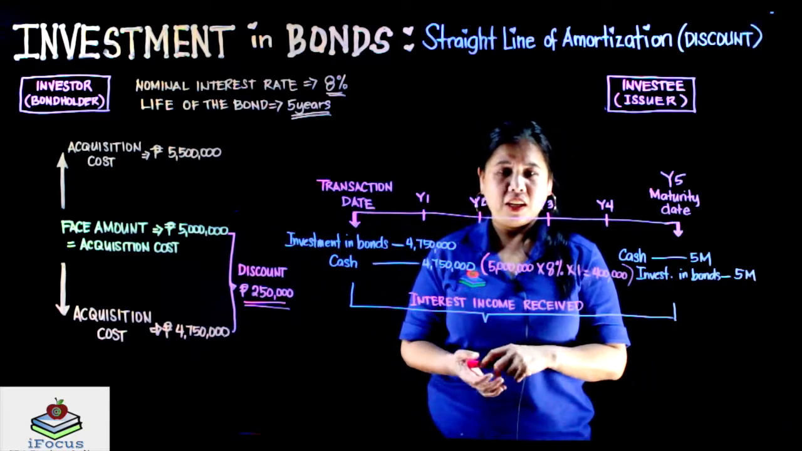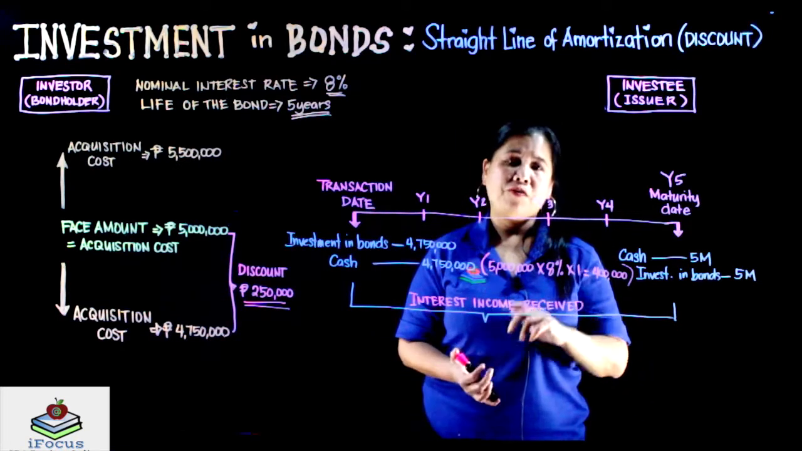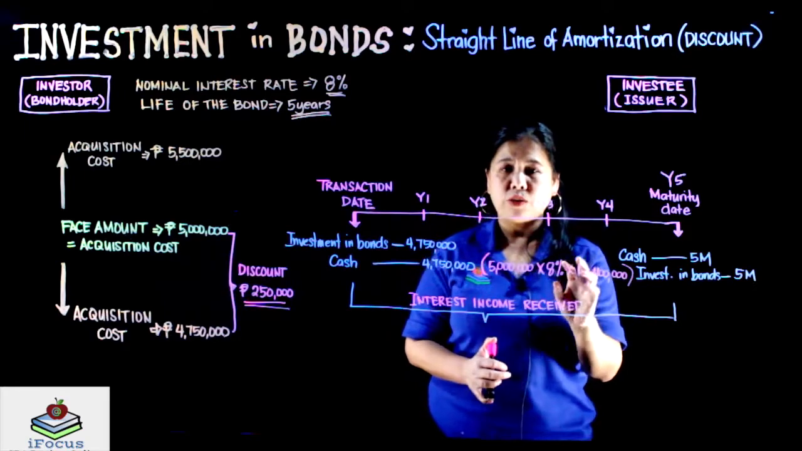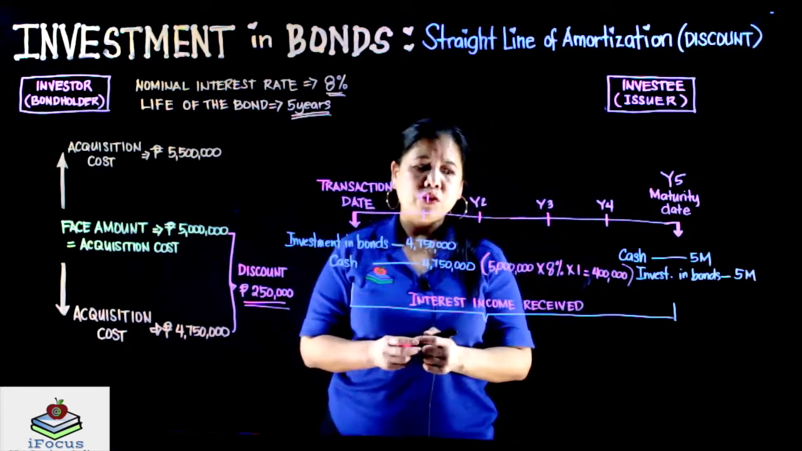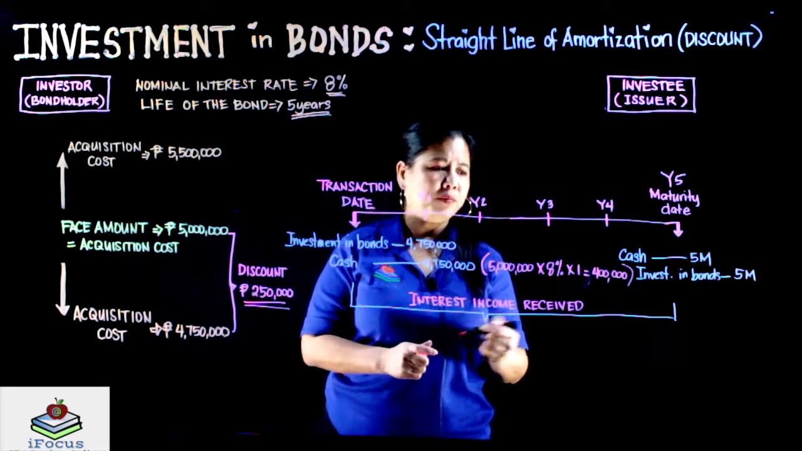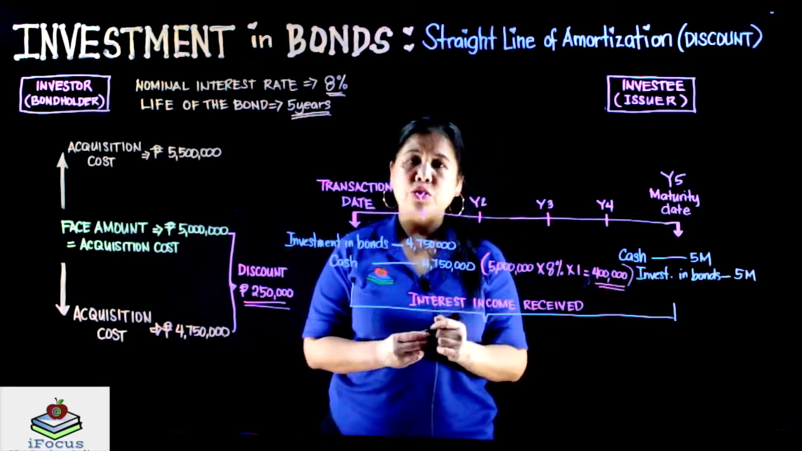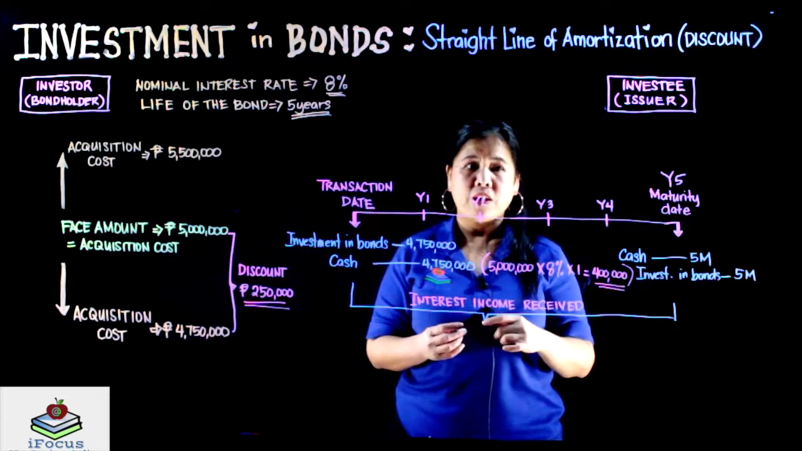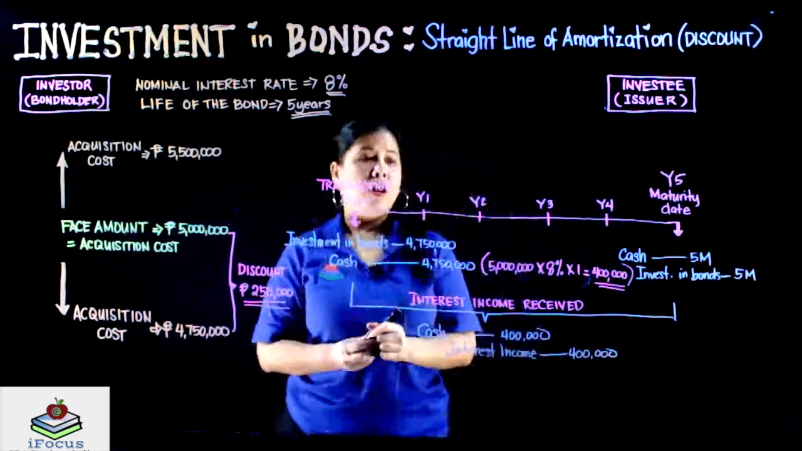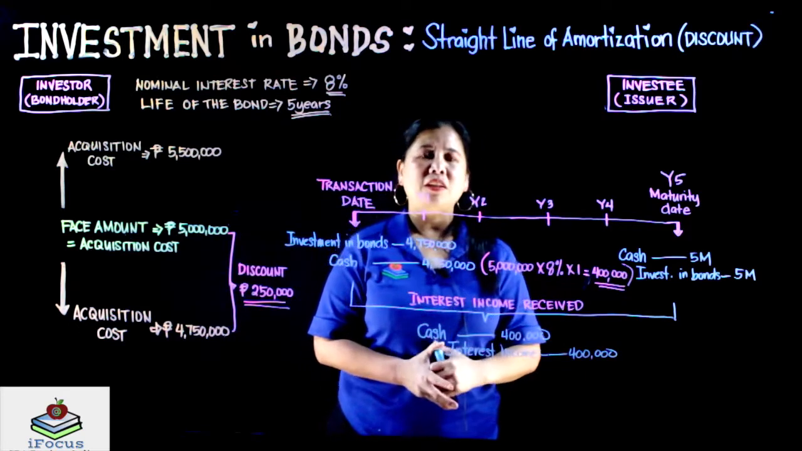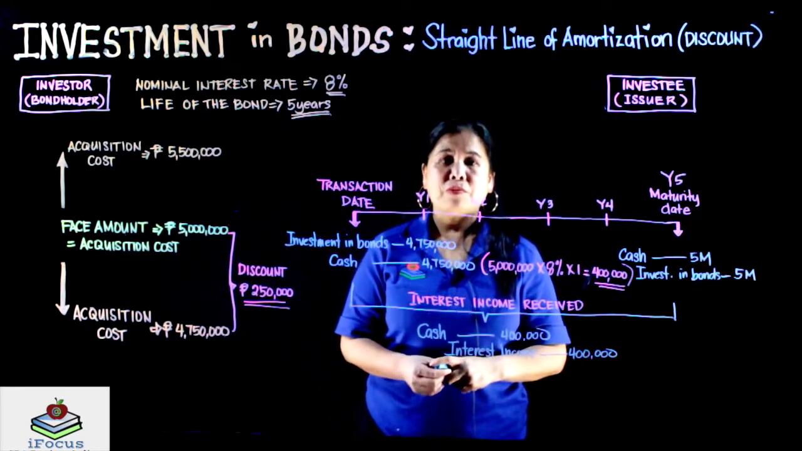So, ang ating interest income na ma-receive natin from the investee is 400,000 every year. At ang entry natin ay debit to cash of 400,000 and credit to interest income of 400,000. Yan ang magiging entry natin pag ni-receive natin ang interest income from the investee.